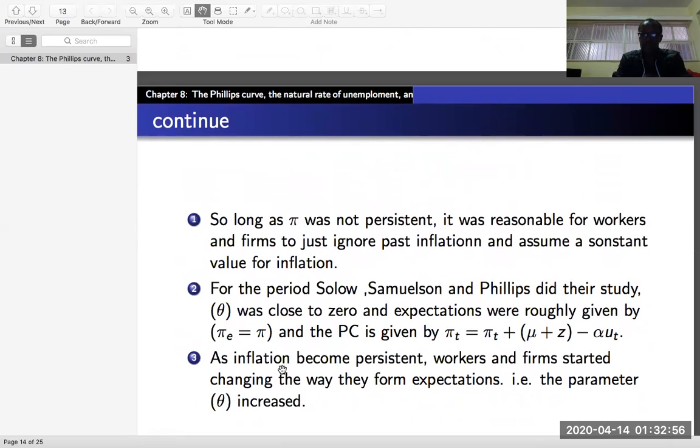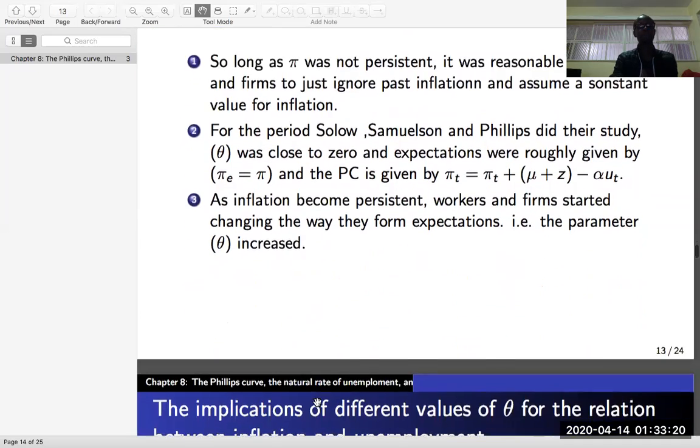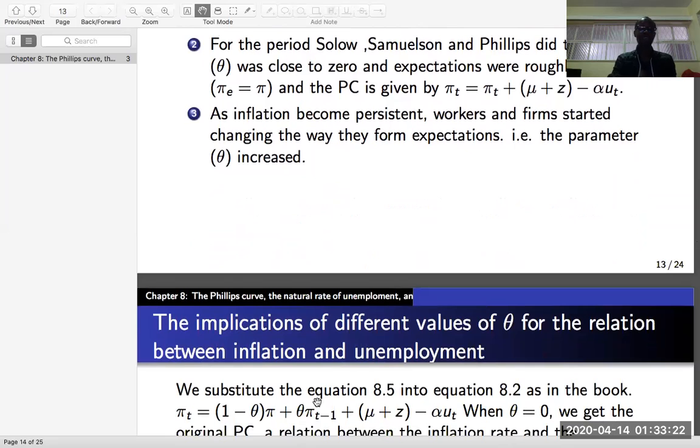For the period when Solow and Samuelson did their study, theta was close to 0, and expected inflation was equal to the constant inflation, and the Phillips curve is given by this relation. As inflation becomes persistent, workers and firms start changing the way they form expectations, i.e. the parameter theta increased. So what's the implication of theta varying over time?